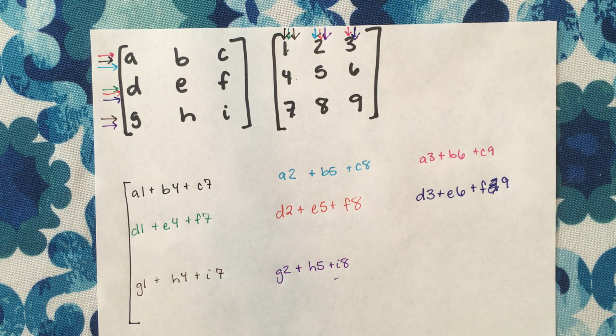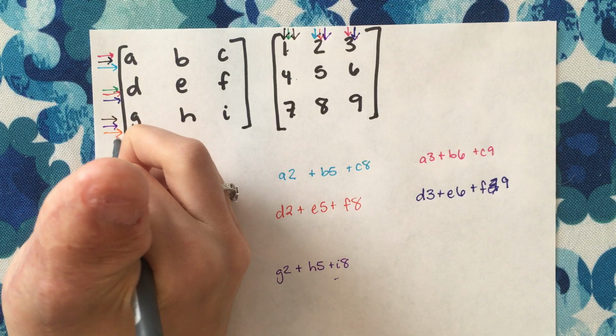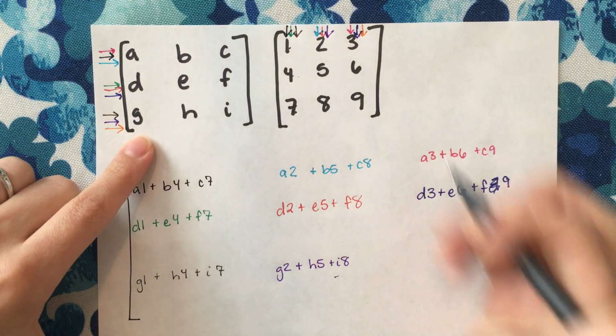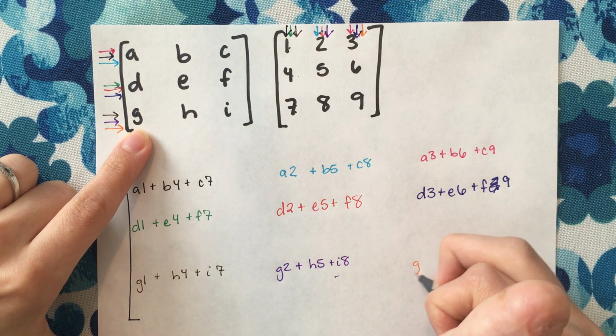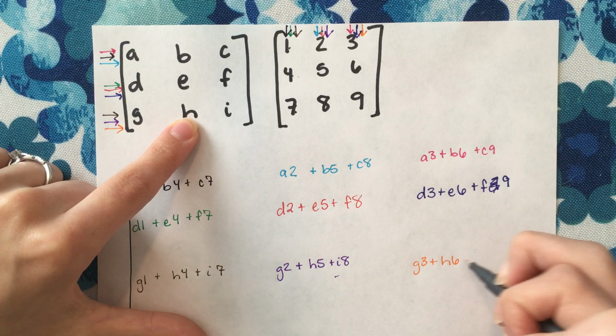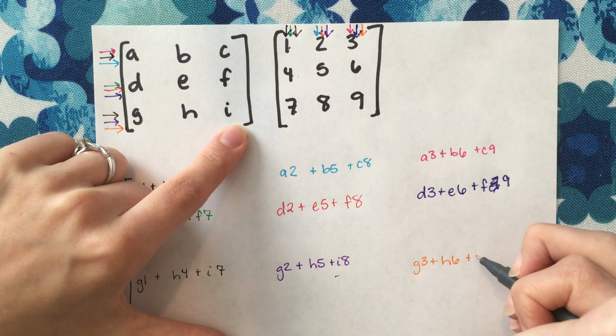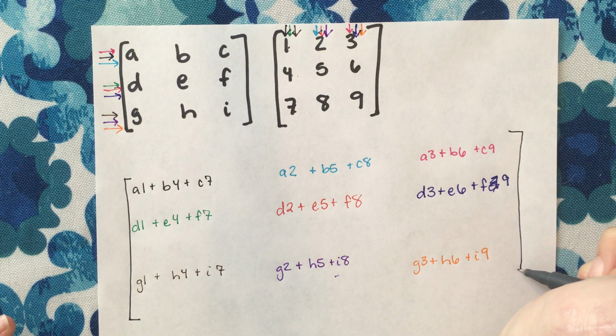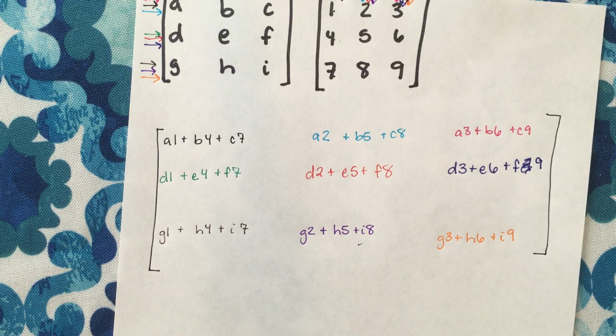Now, lastly, we're going to do this third row by this third column. So I'd have G times 3 plus H times 6 plus I times 9. And there we go. Now we have multiplied two 3 by 3 matrices.